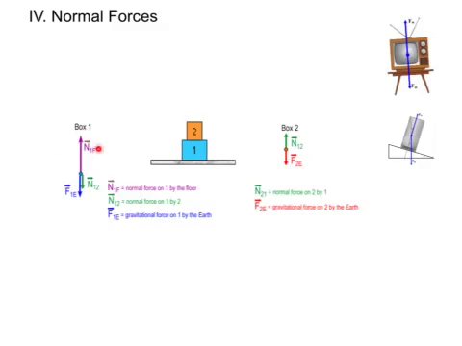Now this normal force is equal to not just the weight of box 1, but equal to the weight of box 1 and 2 together. So box 2 has a normal force acting on it in the upward direction from box 1, and it has a weight force from Earth's gravitational field acting on it, pulling it down.